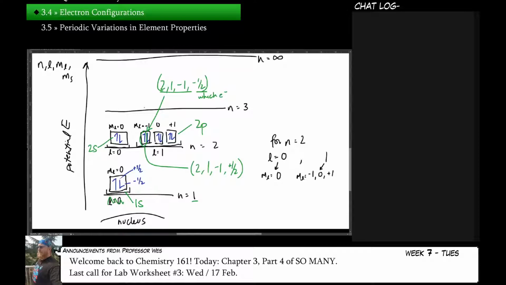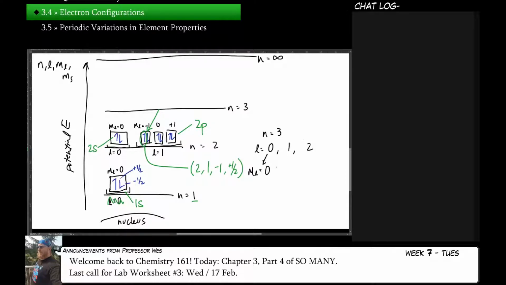And so we can make the next layer, n equals 3, in the same way. So let me clear this out of the way to give us some space for that. And we'll just erase this. So for n equals 3, L can be 0, 1, or 2. For 0, the only possible value of m sub L is 0, like we covered before. For 1, it can be -1, 0, or +1. And then for 2, it can be any number between -2, not positive, and +2.